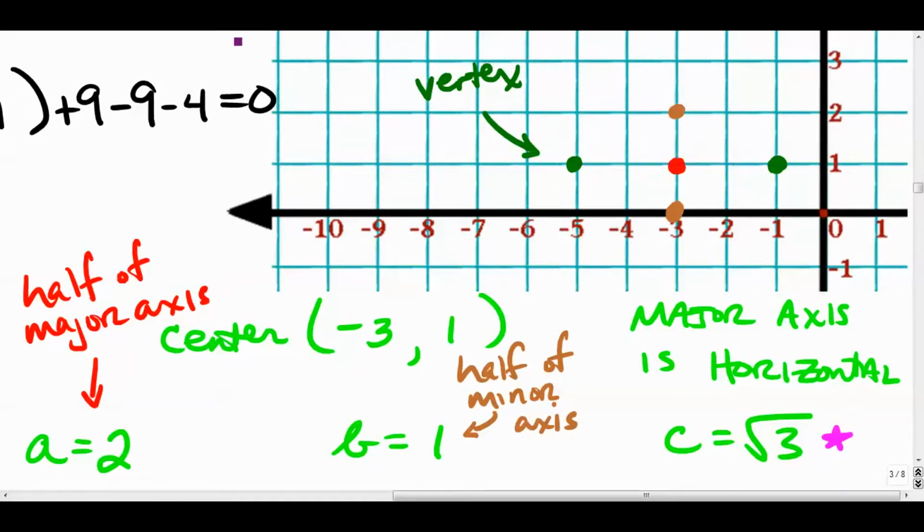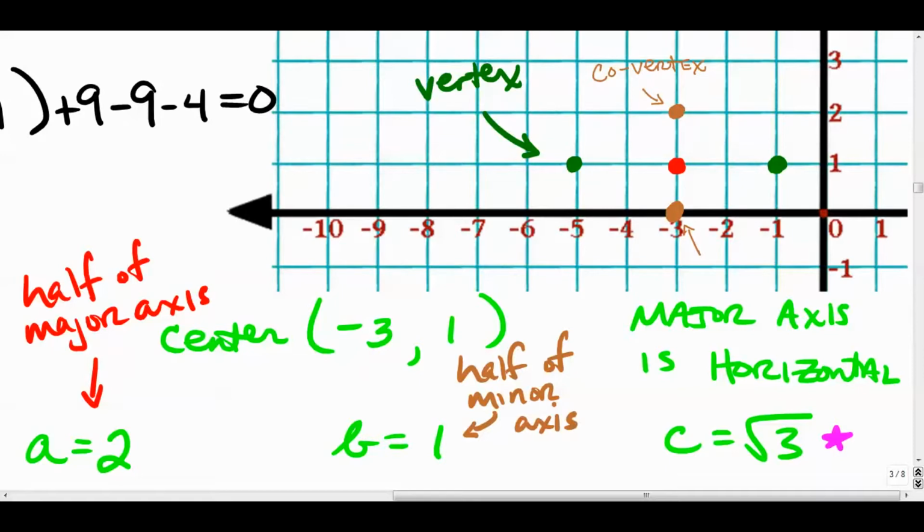Before I continue, I think it's worth mentioning some new terminology. I don't think I mentioned these terms in the first video. These are called our co-vertices. So one of them is called a co-vertex, and this one is another co-vertex. These are the endpoints of the minor axis.